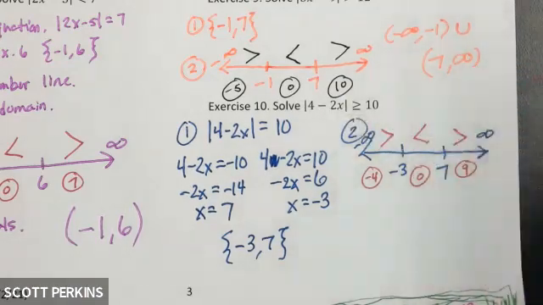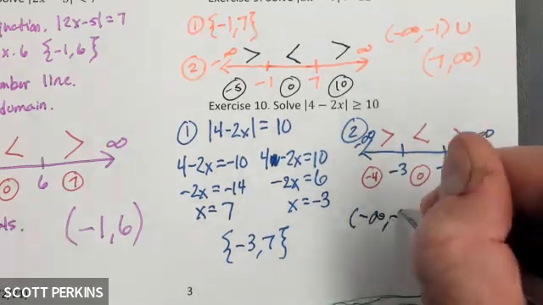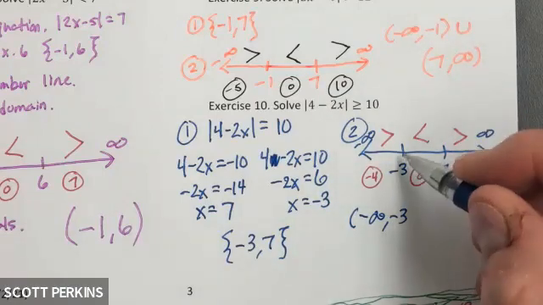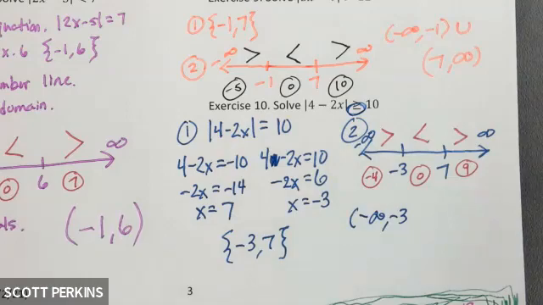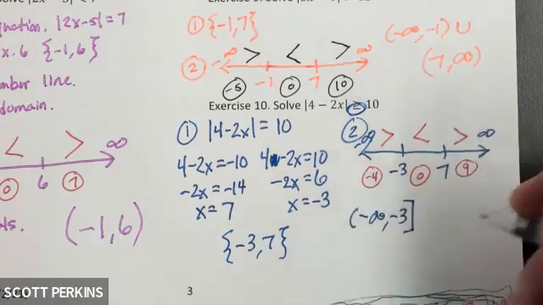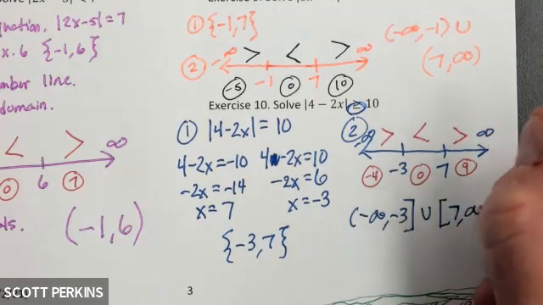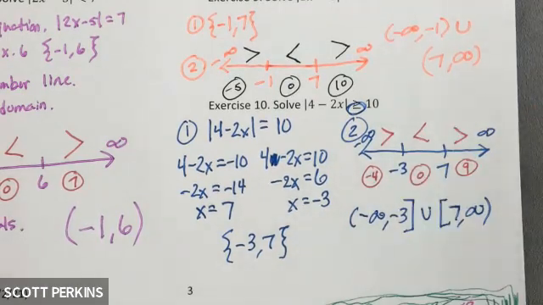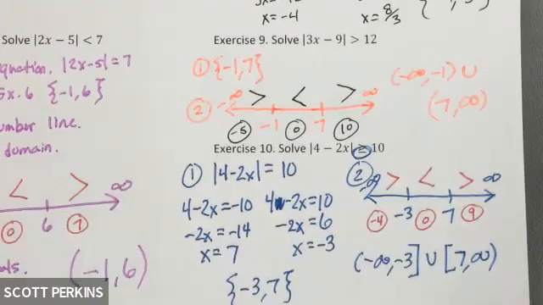So what answers my question? Where is this bigger than or equal to 10? Well, from negative infinity to negative 3. This time, though, at negative 3, since I am interested in the points of equality, because of that equals, I'm going to put a bracket. And then same thing from 7 to infinity. I'm going to use a bracket there as well because I'm interested in the point of equality. We good? Any question at all?